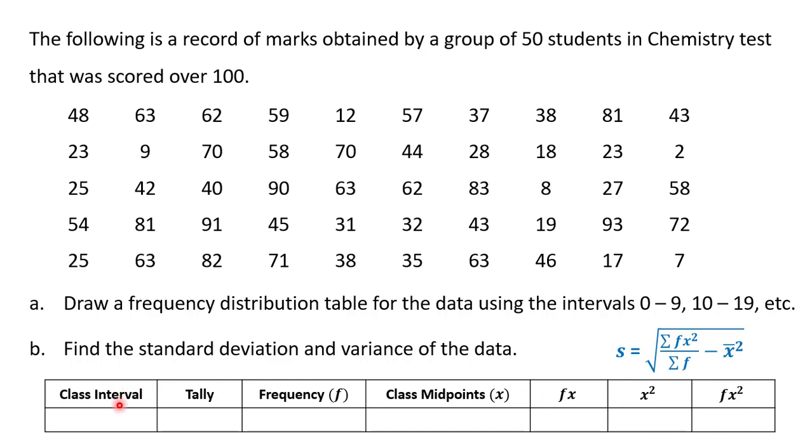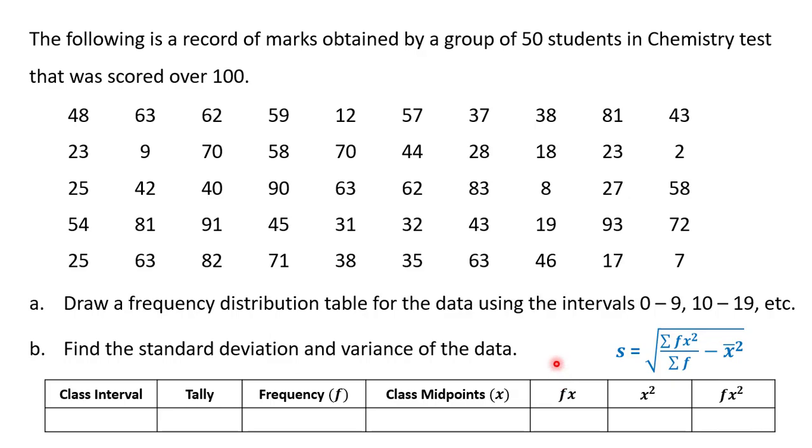So we have the class intervals in the first column, the tally in the second, the frequencies in the third, and the class midpoints, which will be the x values, in the fourth. In the fifth, we will have the fx values because we will have to find the mean. In the sixth, we will have the x squared values, and in the seventh and final one, the fx squared values.